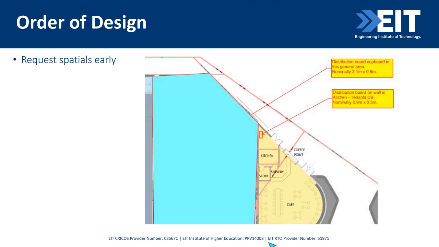So an example here is a little snip from a project. You can see here we've sent the floor plan to our architects and we've said, hey, we would like a distribution board cupboard somewhere in here. Please make it this big, and we need a second distribution board cupboard for the kitchen in this area and make it this big. So that's the level of detail that I'm talking about.